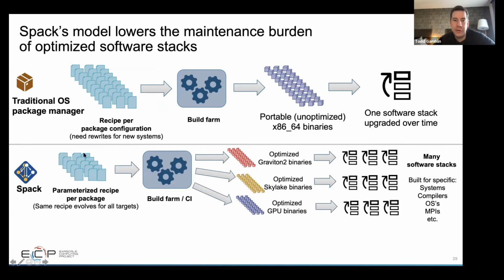With Spack, what we're really trying to do is have parameterized package recipes, so fewer recipes. You throw that in a build farm, you get more different binaries that are optimized for different platforms, and you might have many different stacks for different platforms. So you could think of it as both a package manager to wrap your build system, a distribution system, and a way to generate different distributions of software.